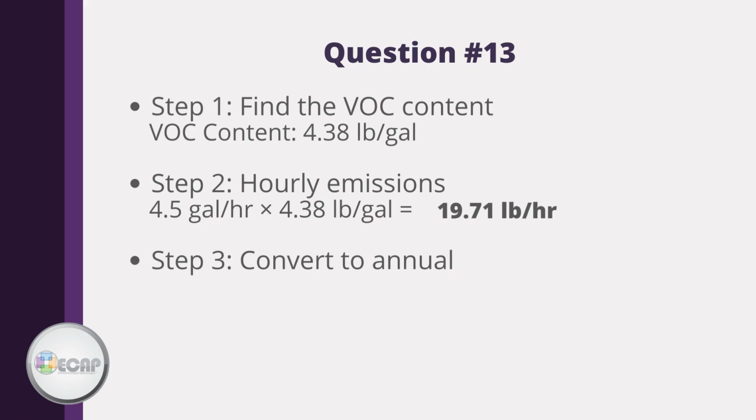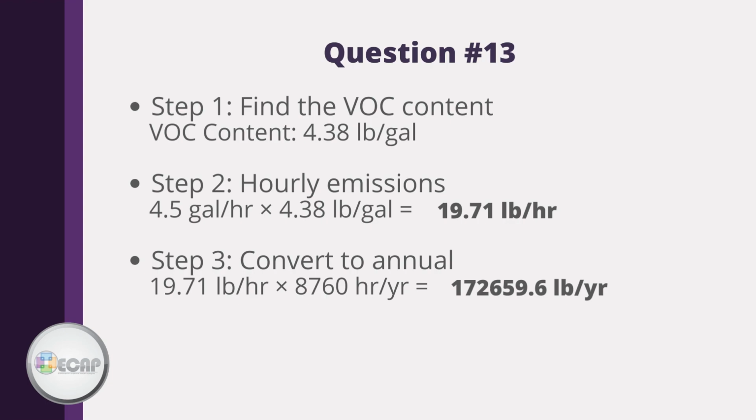Step 3. Convert to annual. We will take our hourly total of 19.71 pounds and multiply by 8,760 hours per year. The hours cancel out, giving us a total of 172,659.6 pounds of VOCs per year.